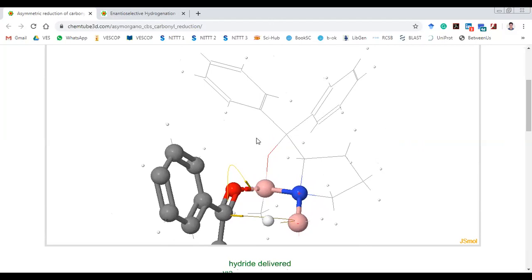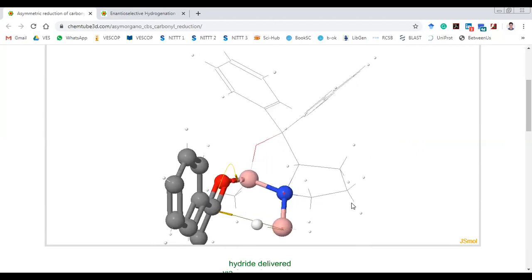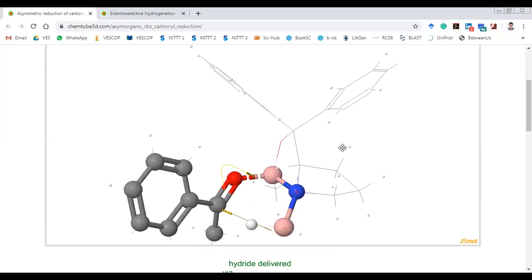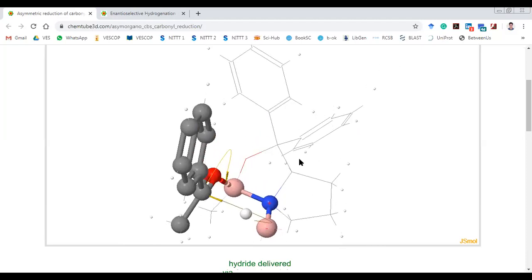And this is your CBS catalyst. This is the proline portion of this, and this is the diphenyl portion. Or sorry, this is the proline portion of this. This is the proline portion of the CBS catalyst.